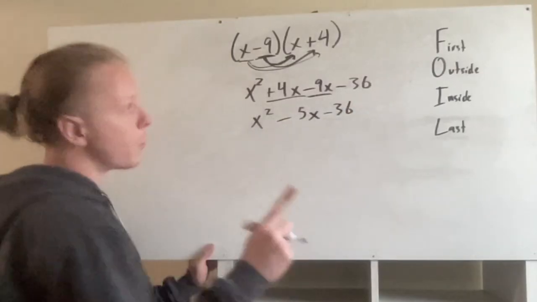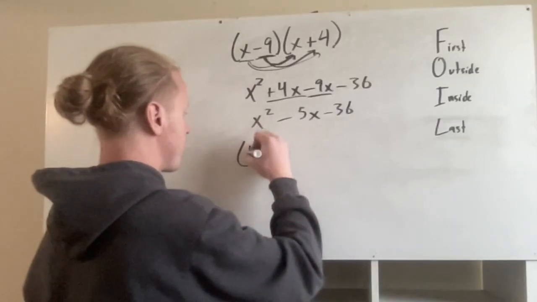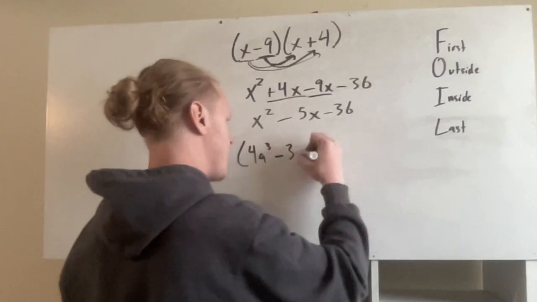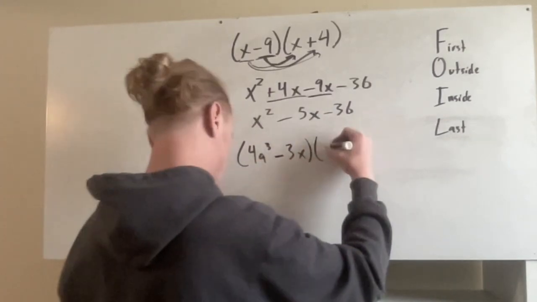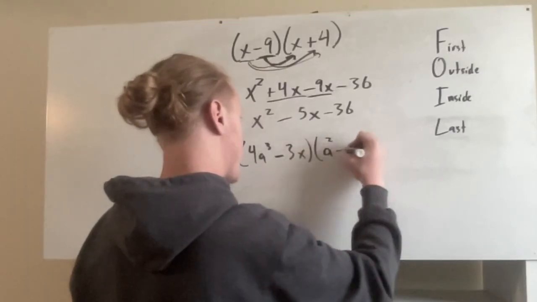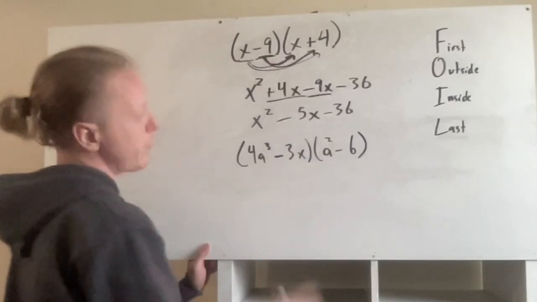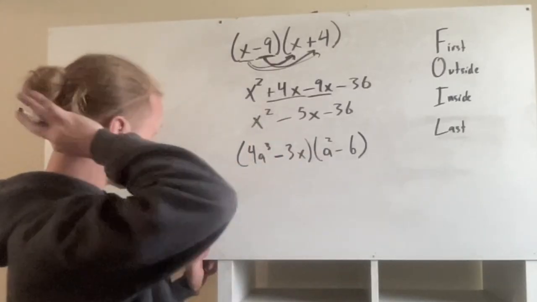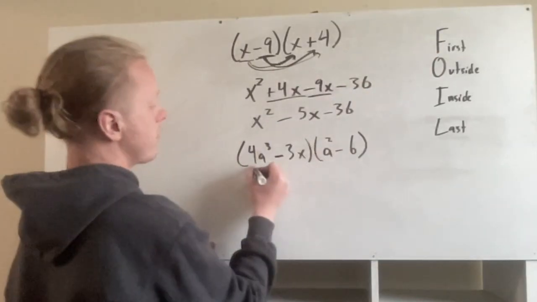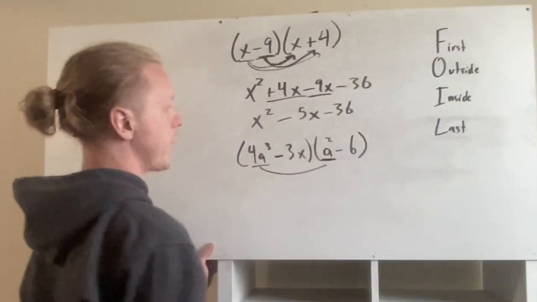Let's do one more using the FOIL method just to practice. So we have 4a to the third minus 3x times a squared minus 6. Okay, I know that the terms and the variables are a little funkier, but the process doesn't change. First, 4a to the third times a squared.